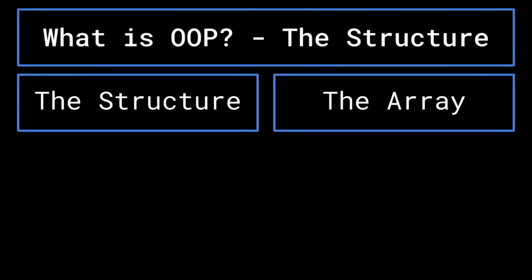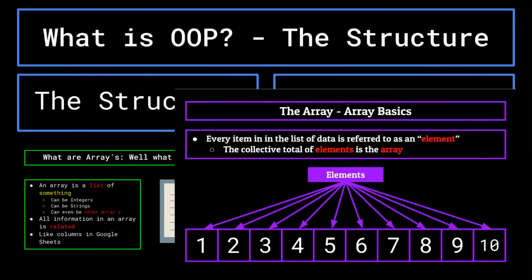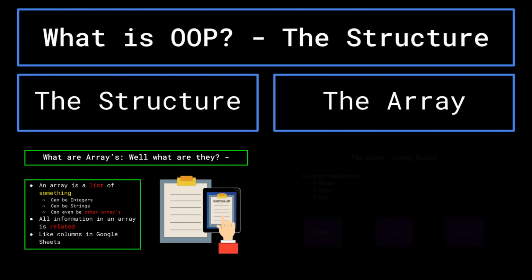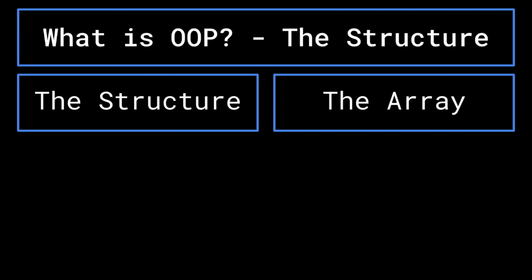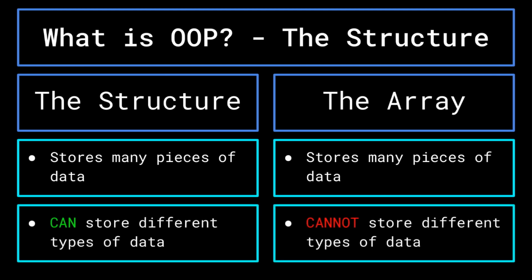In C, the structure is similar to an array. If you don't know what an array is, I'd suggest you check out either our Introduction to Programming course for an overview, or our data structures series for a more in-depth look at both arrays and many other data structures. Both arrays and structures allow the programmer to store several pieces of data together. However, structures vary from arrays in that structures allow the programmer to store data of different types together.